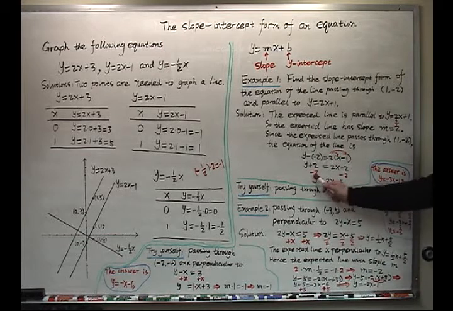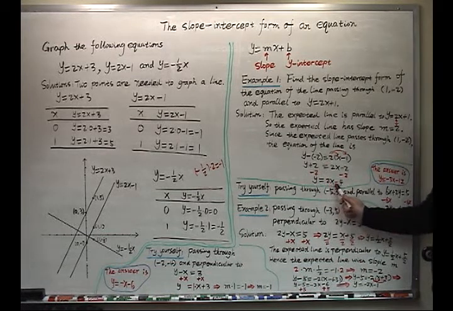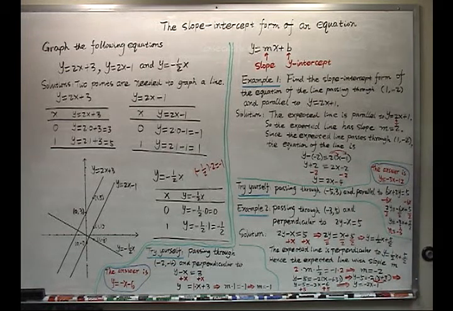Subtract 2 from both sides, positive and negative cancel each other. So you have y equals 2x minus 4. This is -2 plus -2, you got -4. So this is the equation we want.